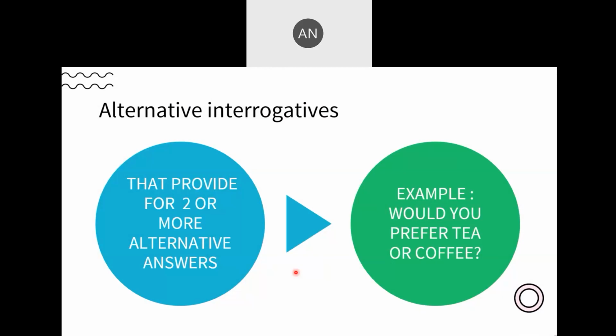Then there is something called alternative interrogatives that provide two or more alternative answers. So if you are a guest and the host will ask you, would you prefer tea or coffee? So you can tell your preference. I would prefer tea, ma'am. Or else you can say, I would prefer coffee, ma'am. So you have alternative.